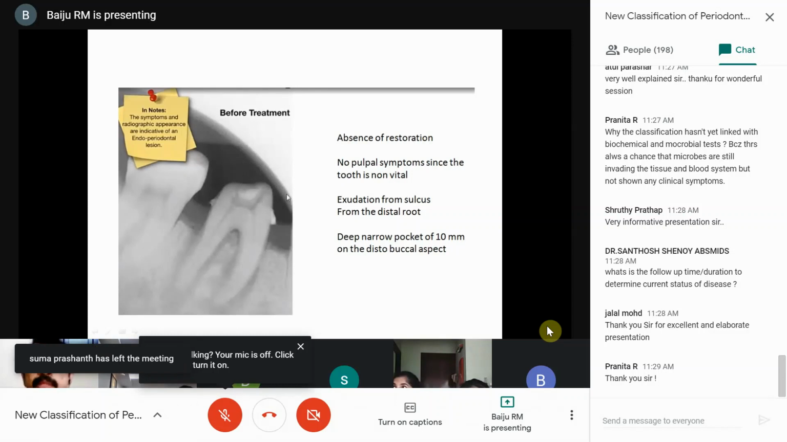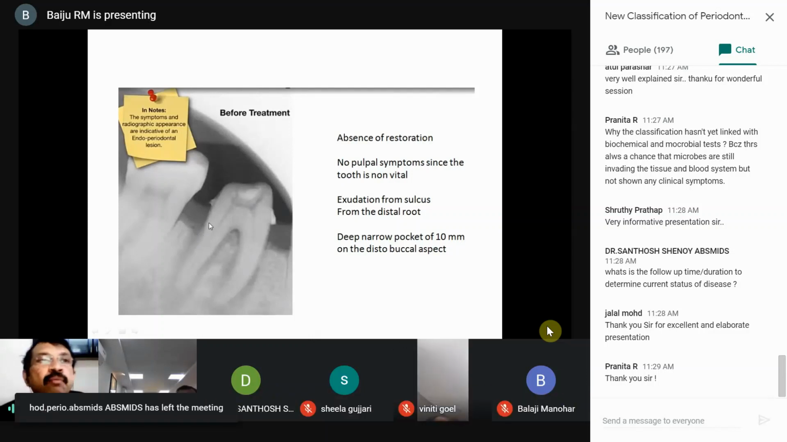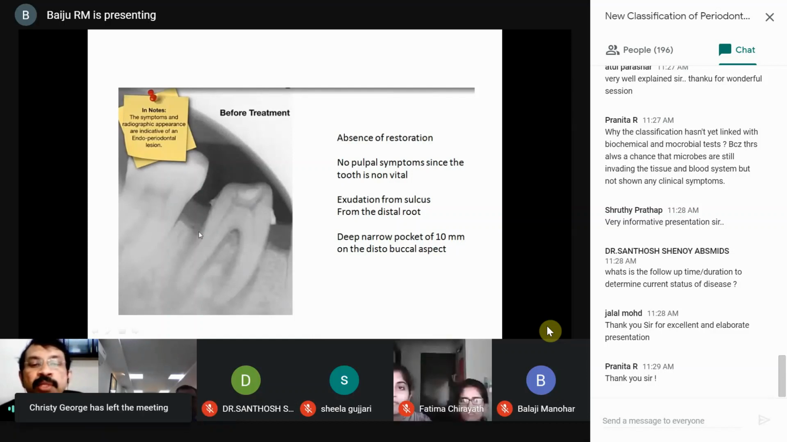Naturally, there will not be any pulpal symptoms. But there is some exudation coming from the surface. The patient has come for some other purpose and is not having a complaint. But when you examine, you find that some pus is coming out from the sulcus on the distal aspect of the tooth, which has lost its crown.